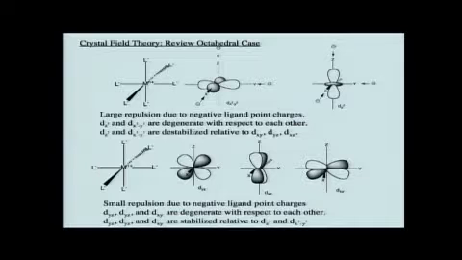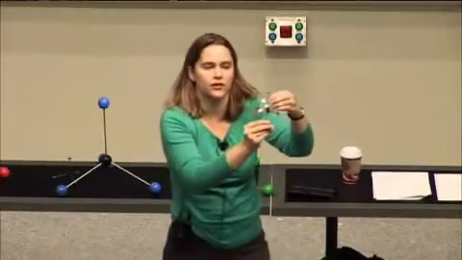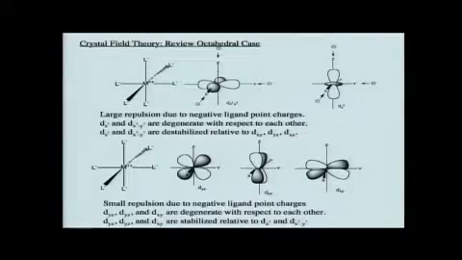Your ligands are along the axis, but your orbitals are 45 degrees off axis. So if you look at that together, you'll see that whichever one you look at, the ligands are not going to be pointing directly toward those d orbitals. The orbitals are off axis, ligands are on axis. So there'll be much smaller repulsions there.